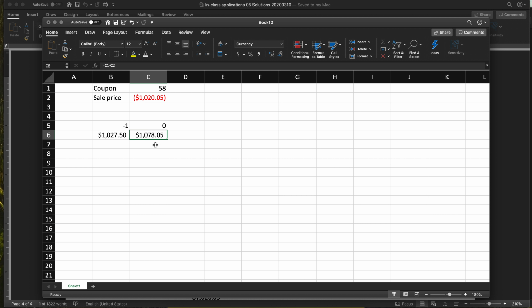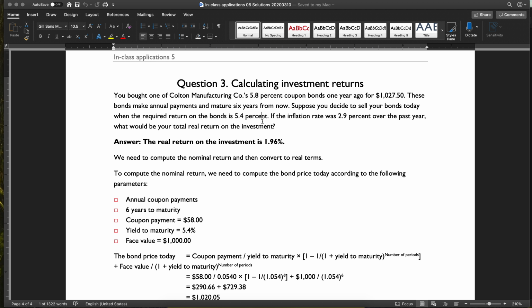So we bought the bond for $1,027.50. We sold it for $1,020, and we got a coupon of $58. And in fact, let me make this a minus just so that we're clear. And we are going to sell it for that. Okay, so again, sale price plus the coupon equals our total return in time 0. We had a minus $1,027.50. And the question is asking, what's our return given that inflation was 2.9%?